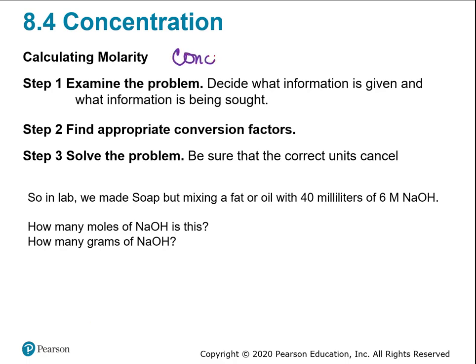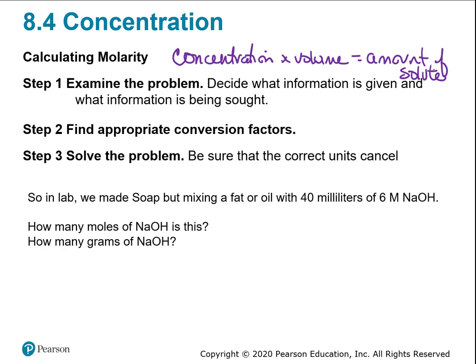Concentration times volume is going to tell you the amount of your solute. Concentration times volume will always equal the amount of your solute. You do have to make sure that the units will cancel, because concentration is going to be some amount of your solute over some amount of your solution. The volume has to have the same unit that your solution volume has, and that way they're going to cancel.